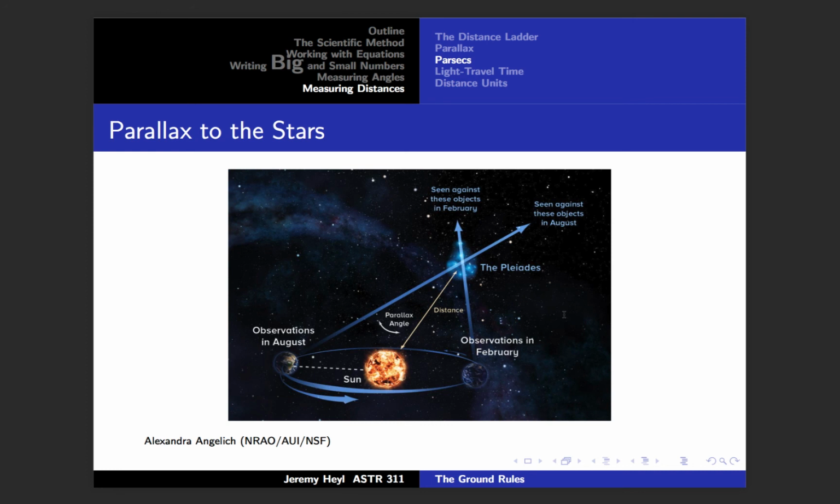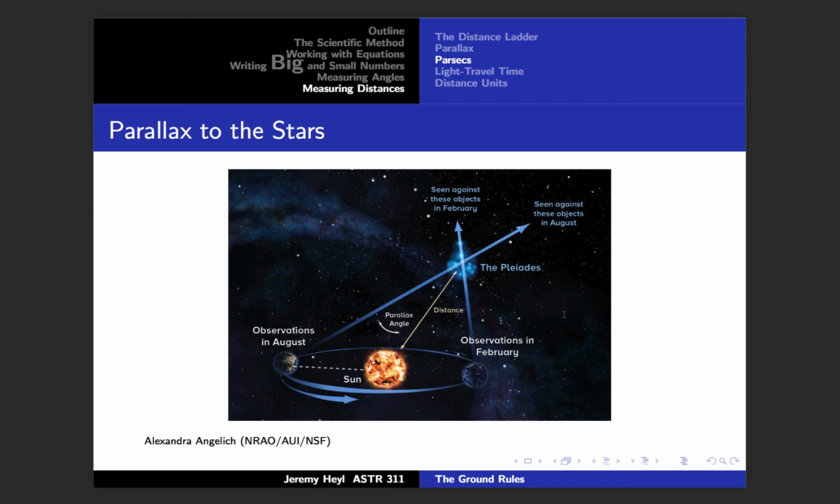So as we move from one side of the Earth's orbit to the other, we can look at the same object, in this example the Pleiades cluster, and see where it appears in the sky at those different times of year. Now, in reality, these shifts are really small and really subtle. The stars in the Pleiades will only shift by about a 100th of an arc second. You're measuring very precisely what's going on.